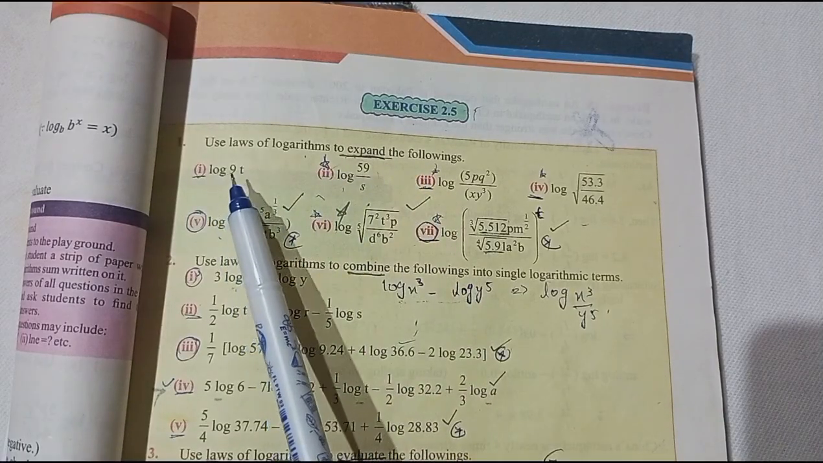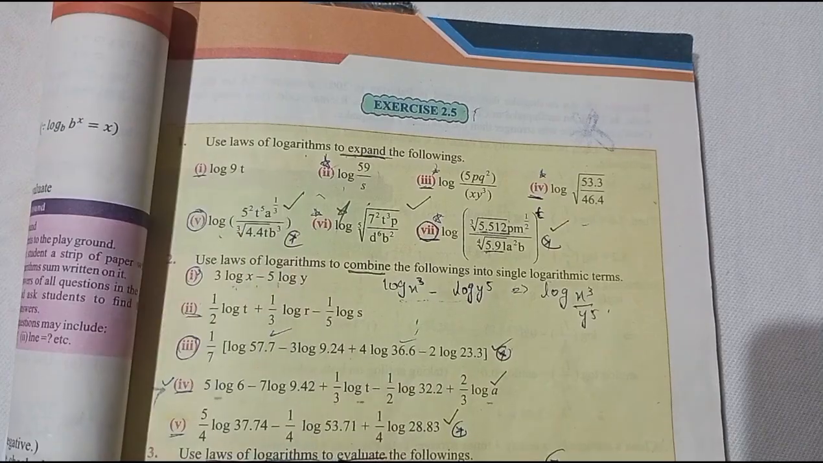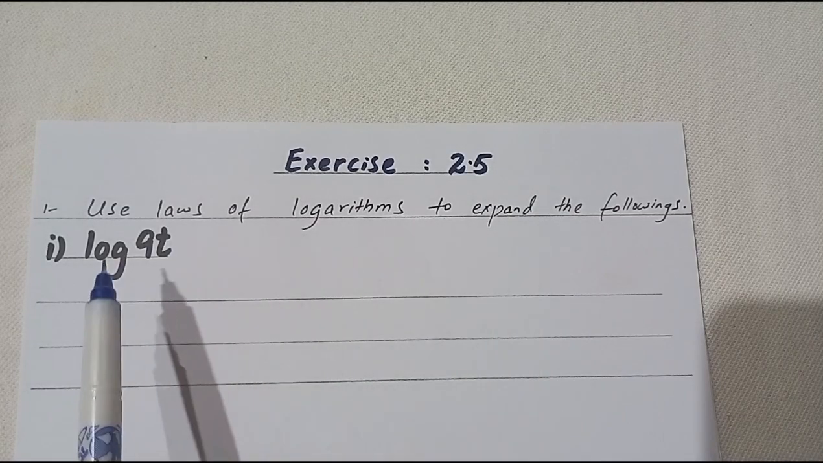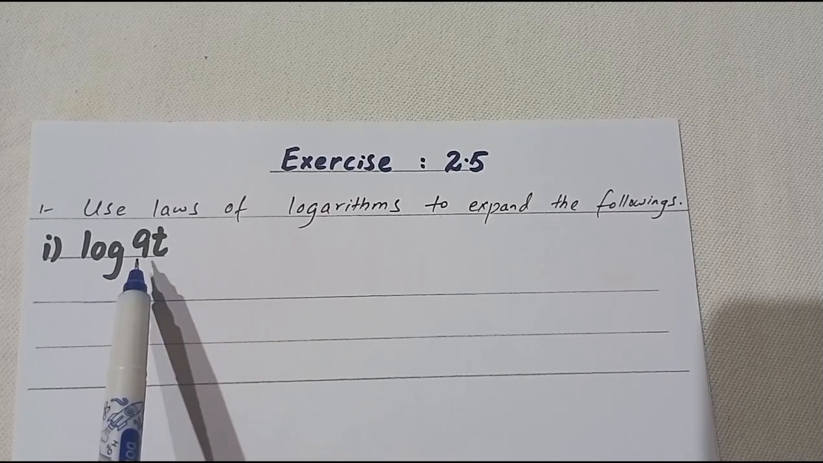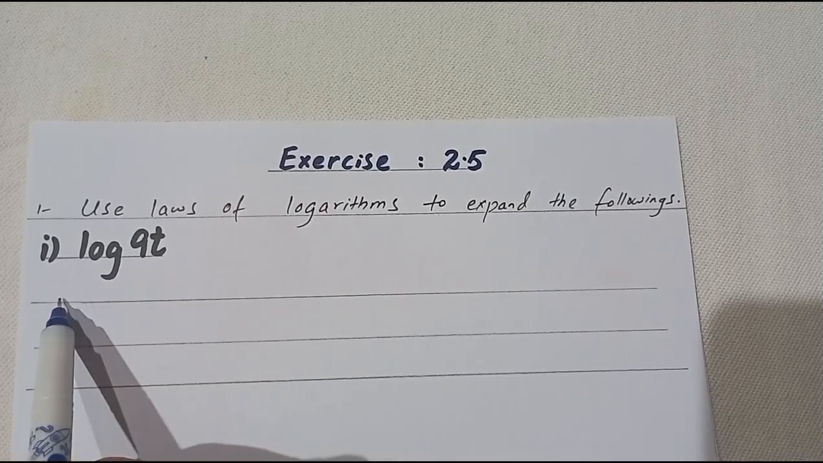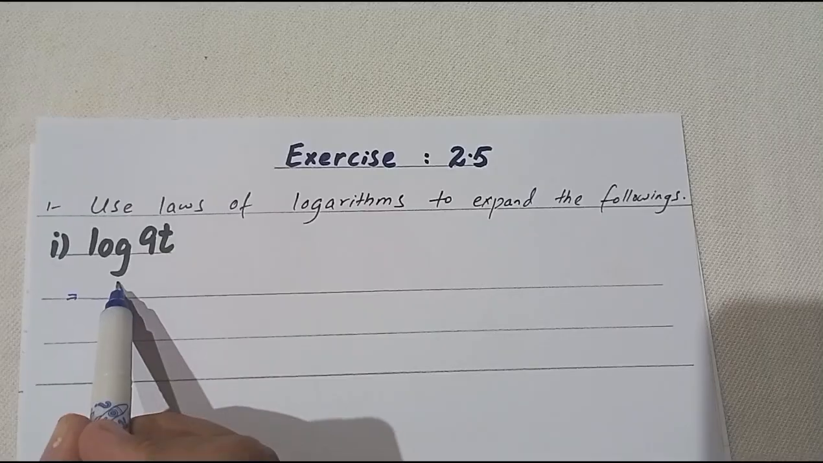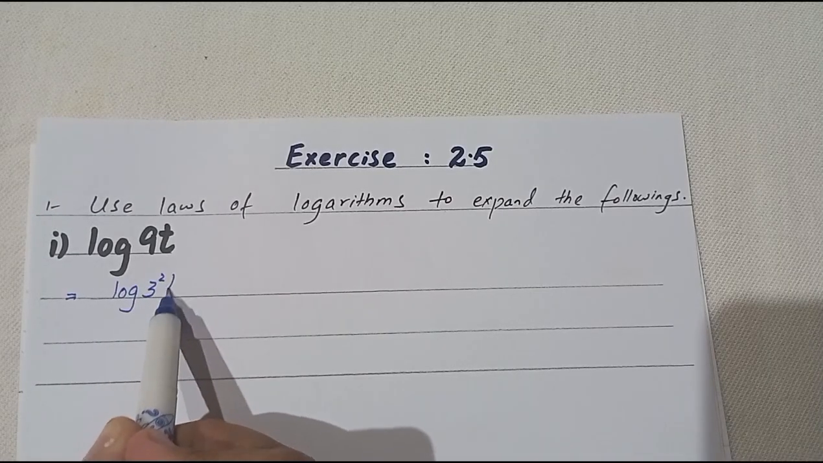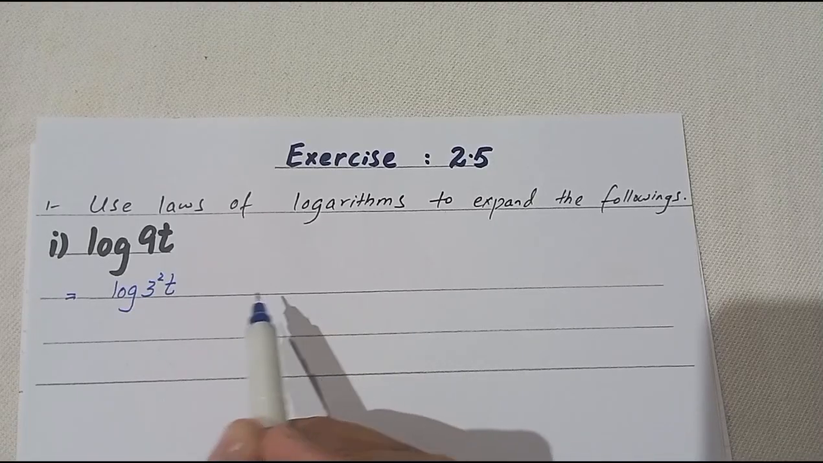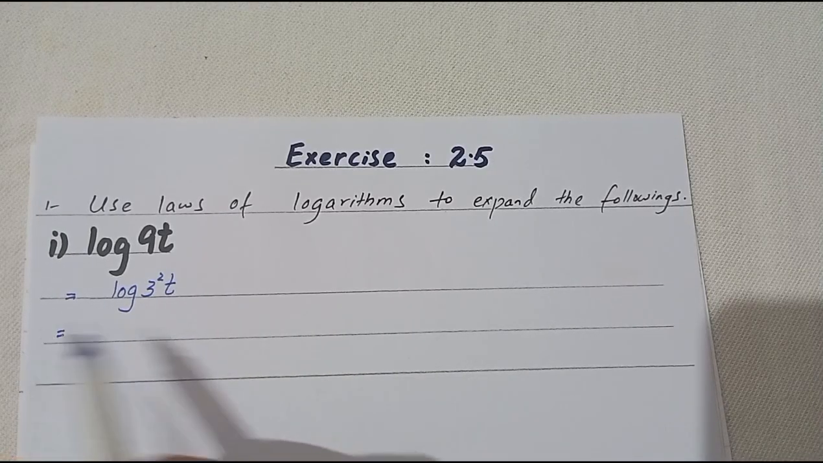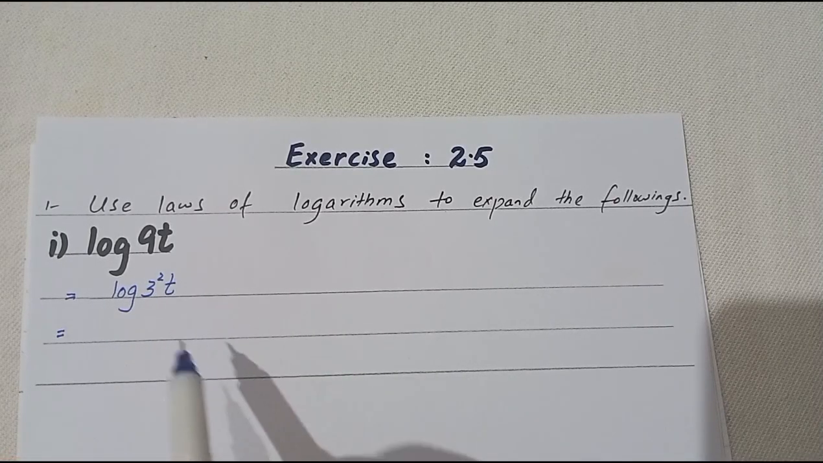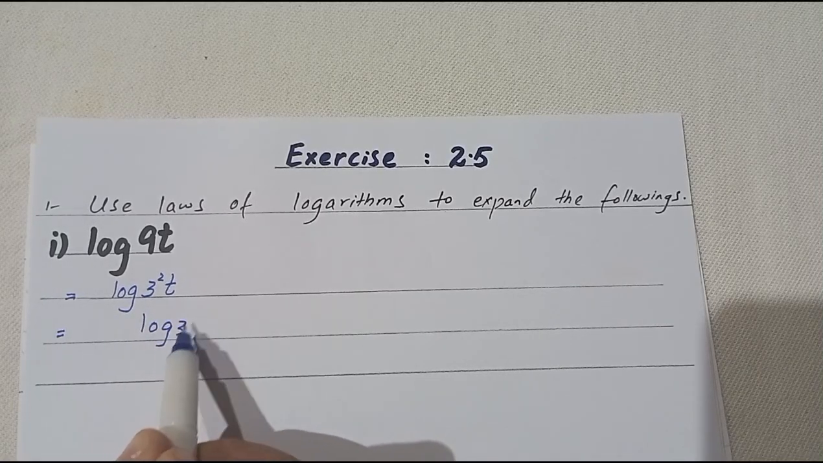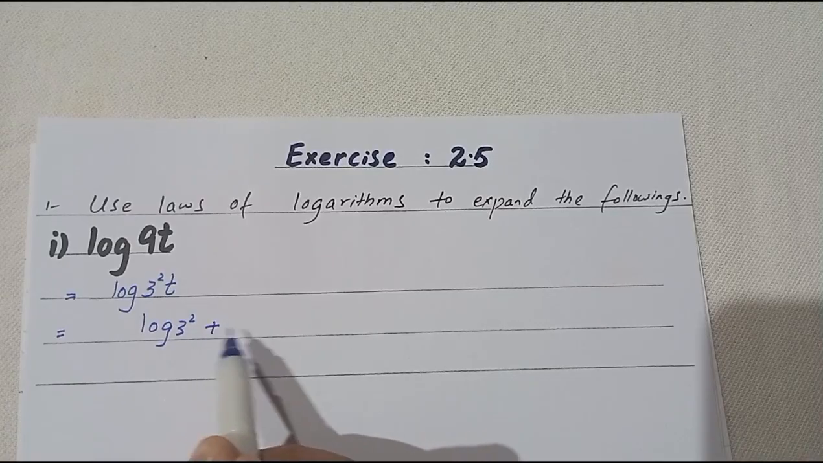First part is log of product of two terms 9t. Log of 9t. So first we write the factorized form of 9, that is log of 3 square t. So using product law of log, we separately apply log on both terms with addition sign.